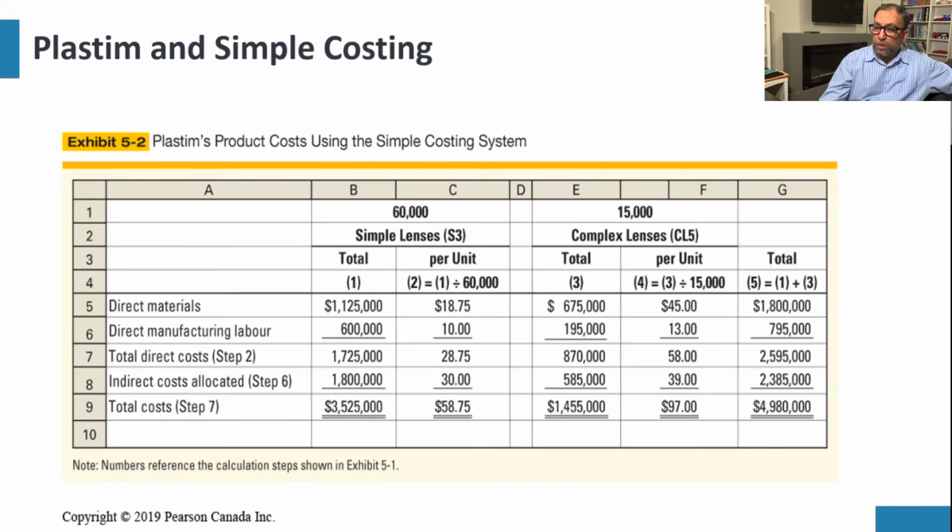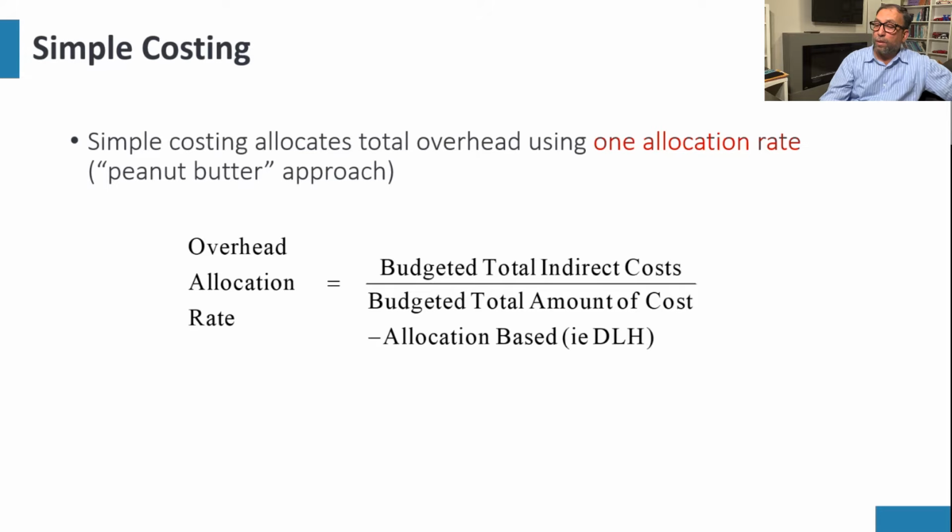Now, what's the problem? There's no problem. By this way, we get that the per unit cost of the simple lens is 58.75 and the per unit cost of the complex lens is 97, right? It's a standard way. Yes. So then the question is why we are saying that in this way there is a possibility of overcosting and undercosting. That's the objective of this whole topic, that we want to explain how we can deal with that.